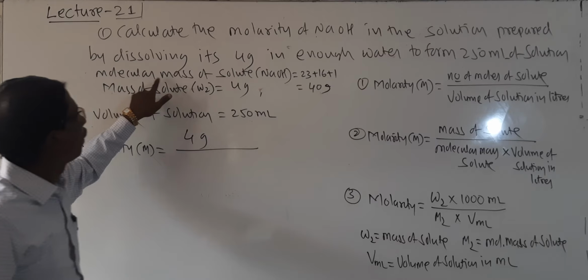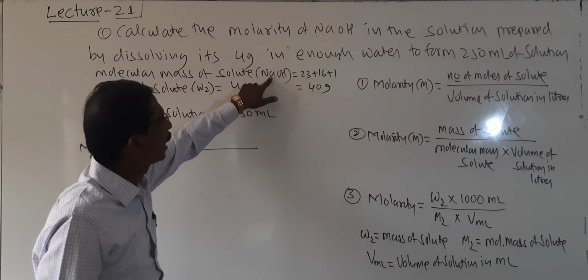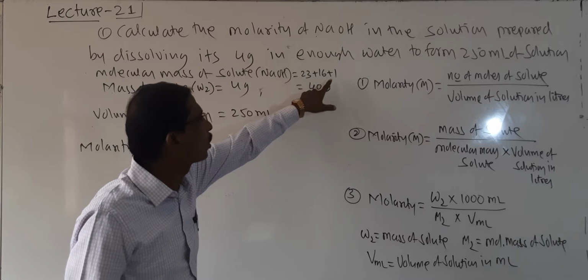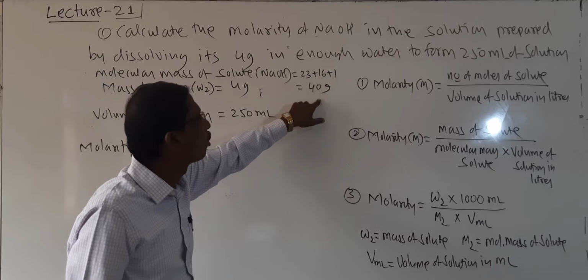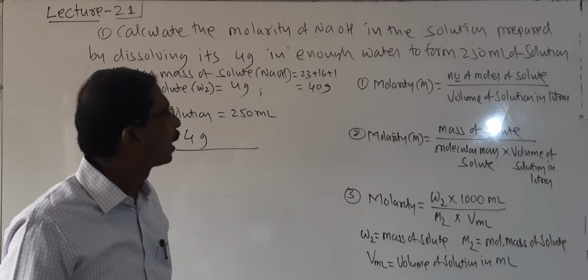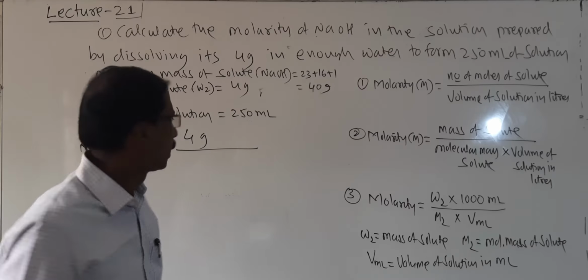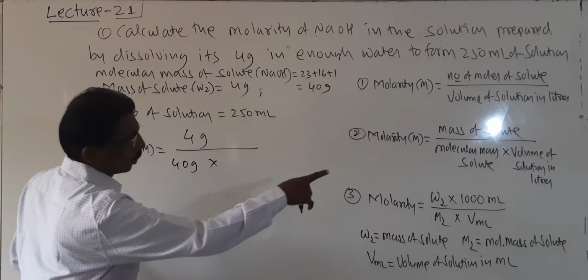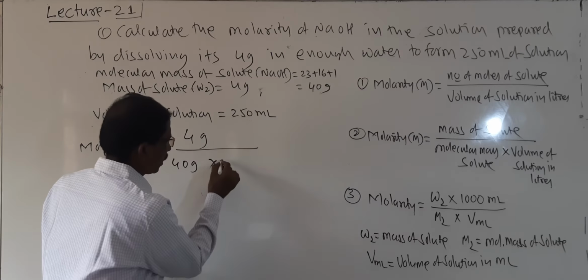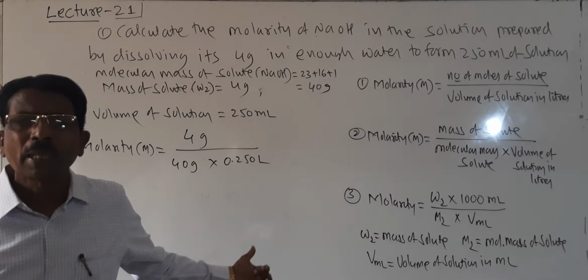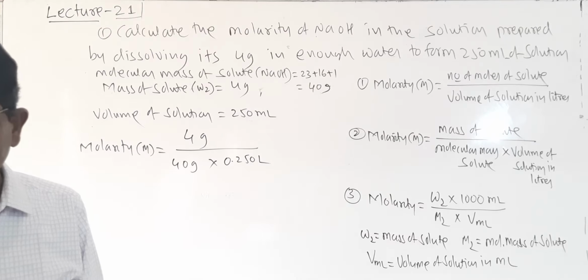Look here students, molecular mass of solute NaOH: Na is 23, oxygen is 16, hydrogen is 1, so total it is 40. Then I will write here 40 gram into, volume of solution in liters, it is 0.25 liters. I have just shown how to convert it into liters.